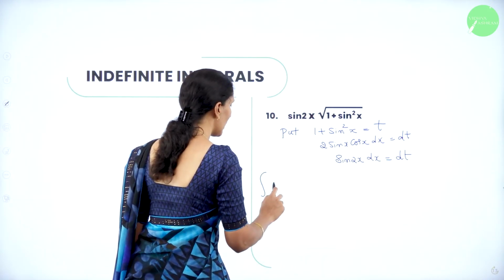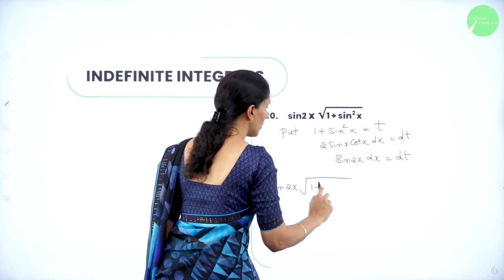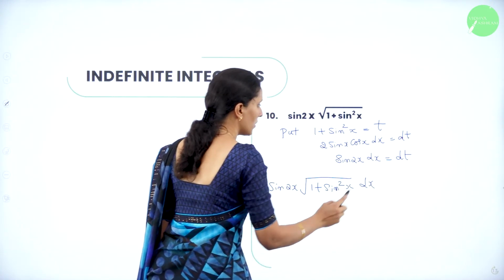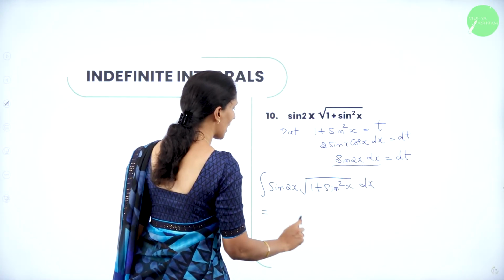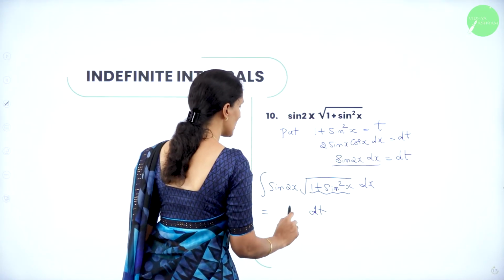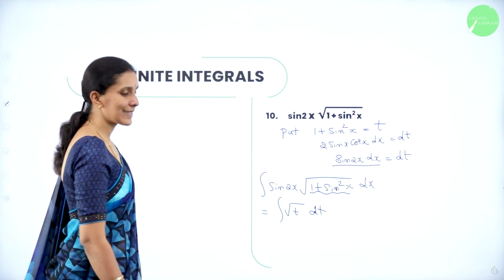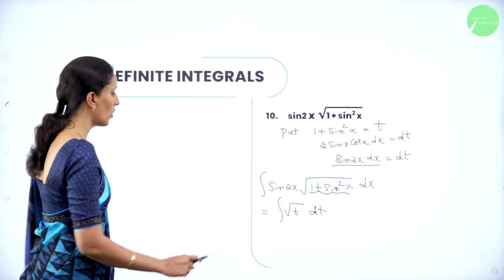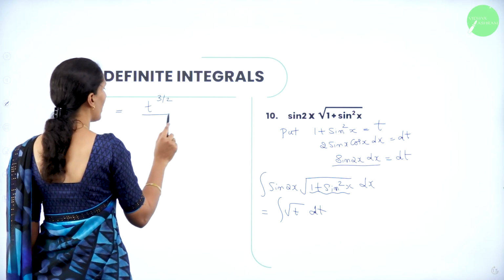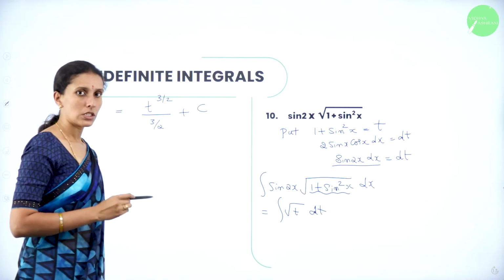Now take the integration of sin 2x over root of 1 plus sin square x dx. So here sin 2x dx can be written as dt, and 1 plus sin square x can be written as t. So it is root t into dt. Root t is nothing but t to the power half, which becomes t to the power 3 by 2 divided by 3 by 2. That is half plus 1 over half plus 1, which is 3 by 2.